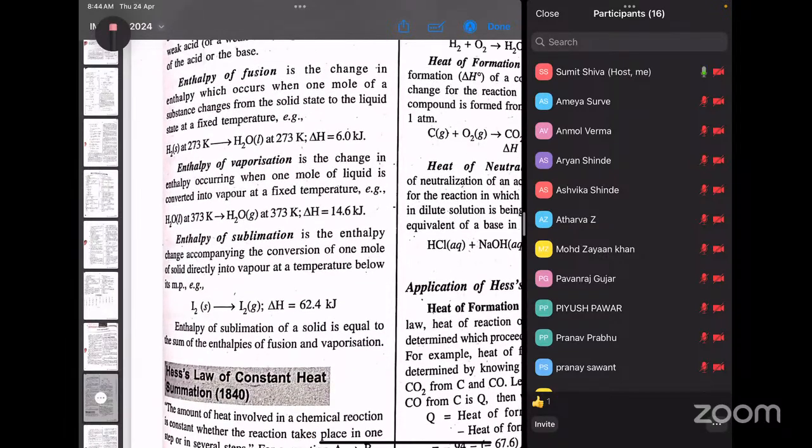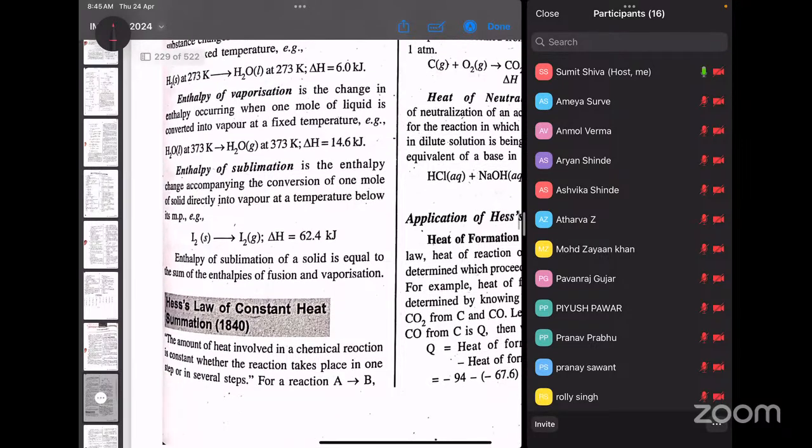What is enthalpy of fusion? Enthalpy of fusion is the change in enthalpy which occurs when 1 mole of a substance changes from solid to the liquid state at a fixed temperature. Enthalpy of vaporization is the change in enthalpy when 1 mole of liquid is converted into vapor at fixed temperature. Enthalpy of sublimation is the enthalpy change which occurs when 1 mole of a solid is directly converted into gaseous phase. Understood?